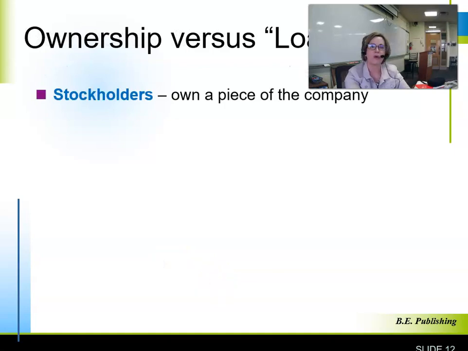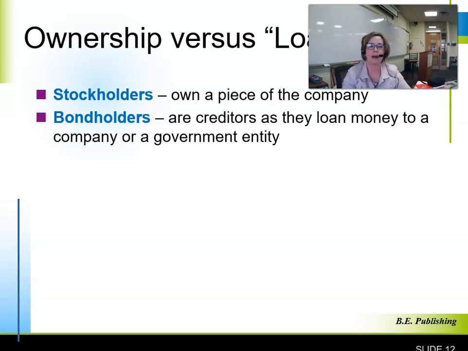So the idea of ownership versus loanership. When you think of investing in stocks, think of stocks as a way of owning a part of that company. In bonds, in contrast, you're loaning money. So you become a creditor of that company or government entity.